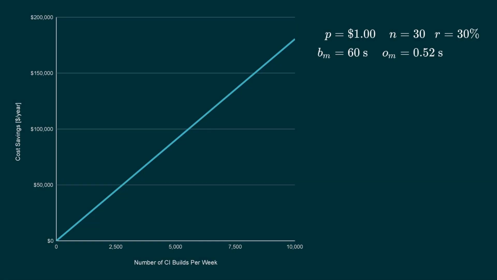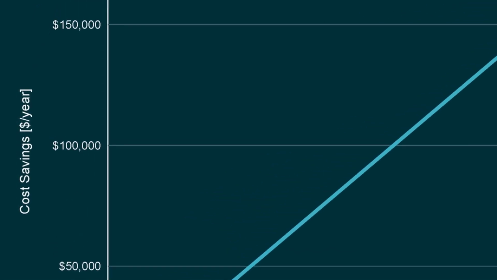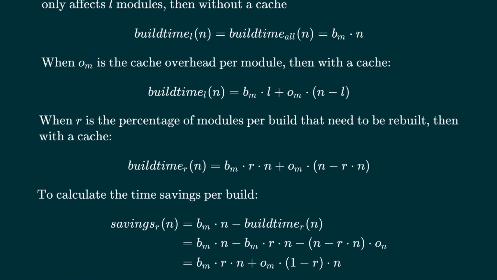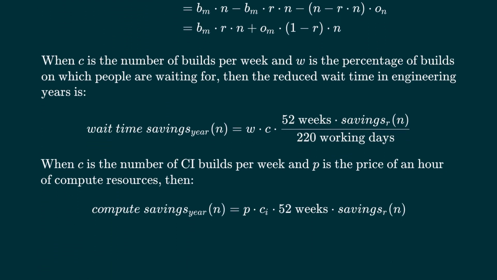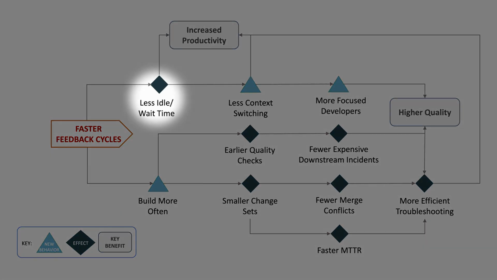Those time savings from the cache translate directly into cost savings for your CI cloud because of the reduced compute load from caching. Pause the video here if you want to look at the math behind the graphs we have shown. The benefits from faster feedback cycles go way beyond compute resource savings and reduced waiting time.